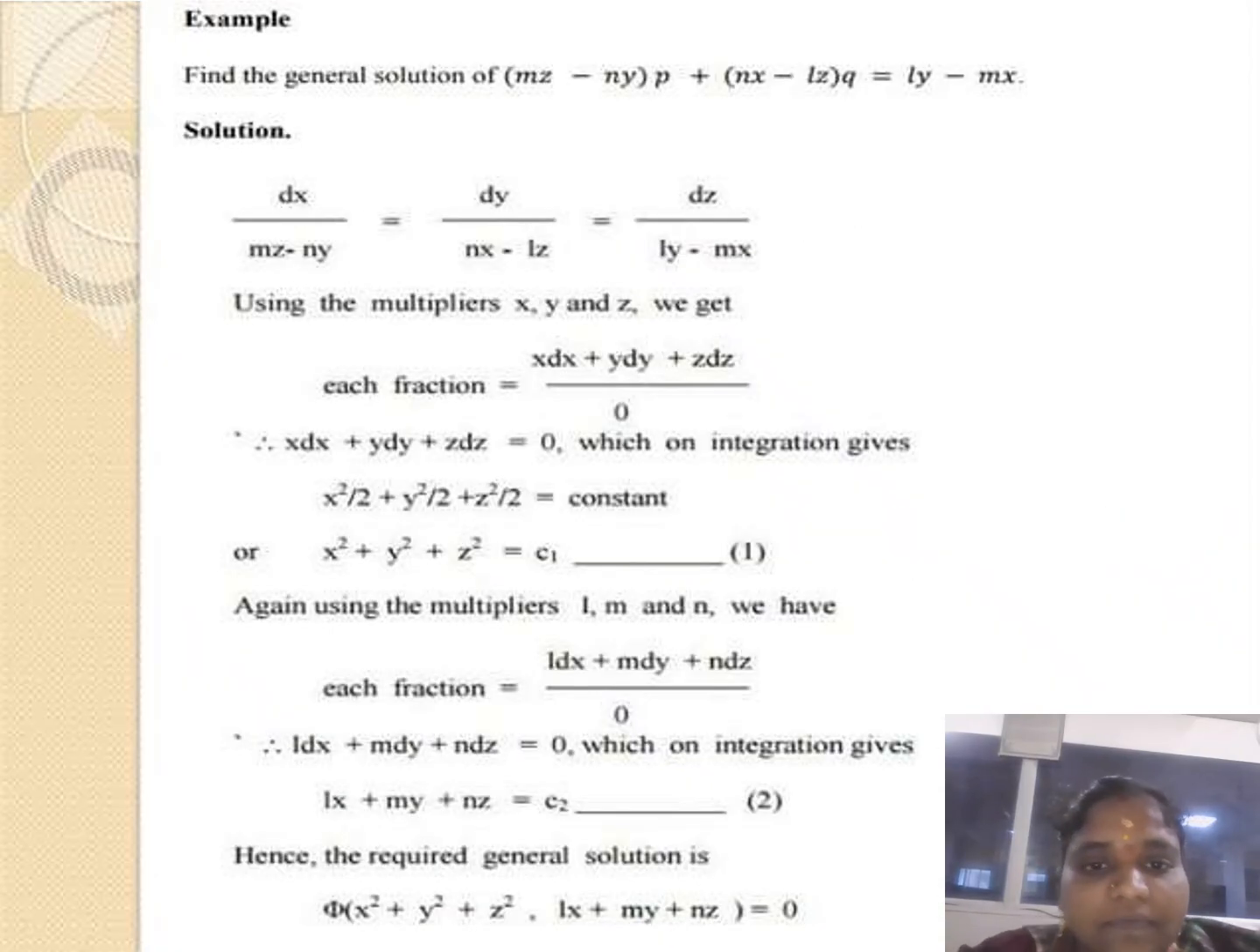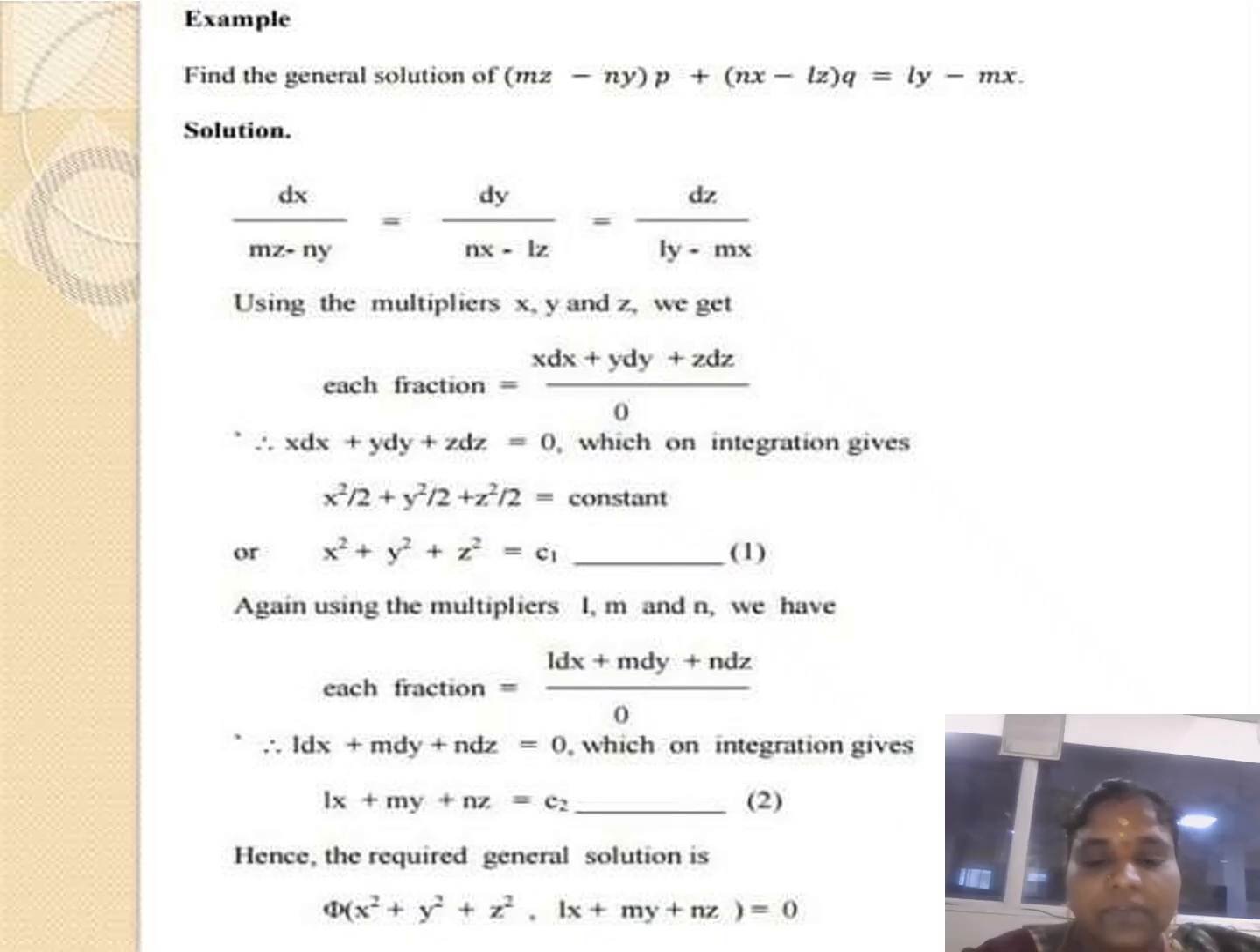So this is the example of Lagrange linear equations by the multipliers method. The example: find the general solution of (mz minus ny)p plus (nx minus lz)q equal to ly minus mx. For step 1, first of all write the auxiliary equations or subsidiary equations: dx/P = dy/Q = dz/R. So already we know that capital P means mz minus ny, capital Q means nx minus lz, and capital R means ly minus mx.